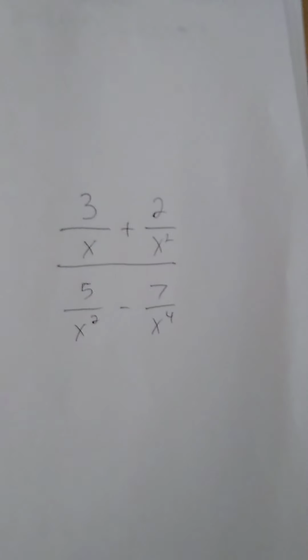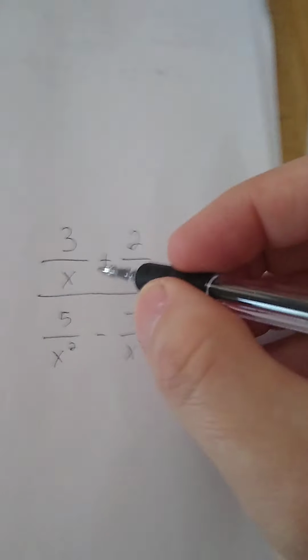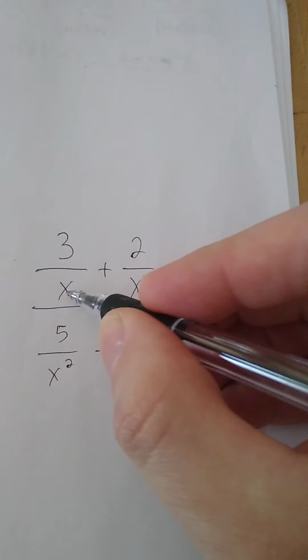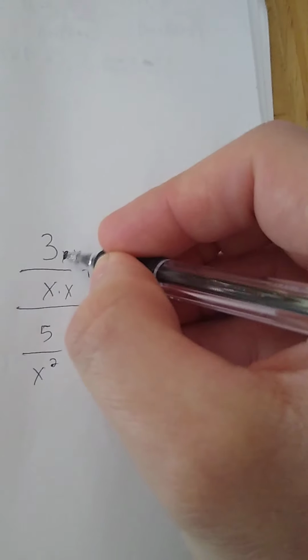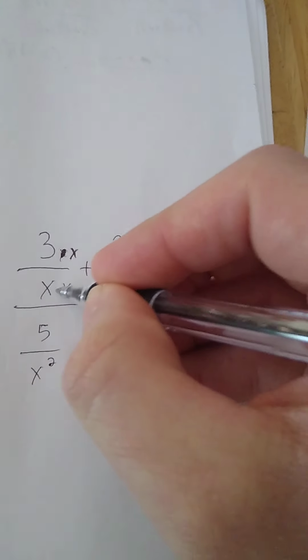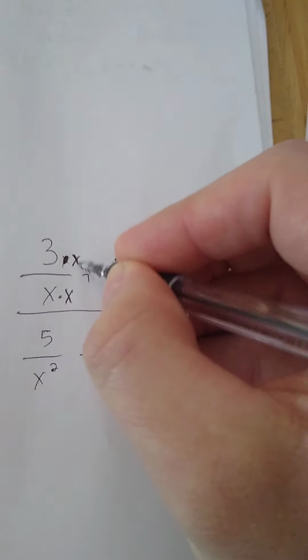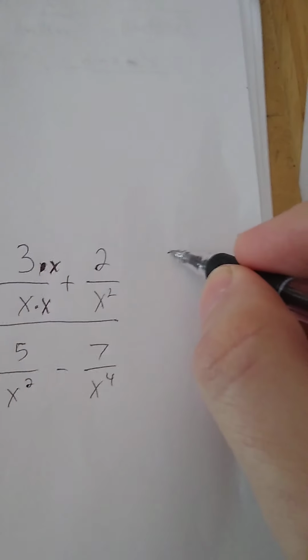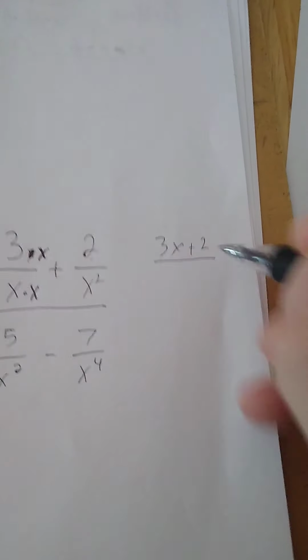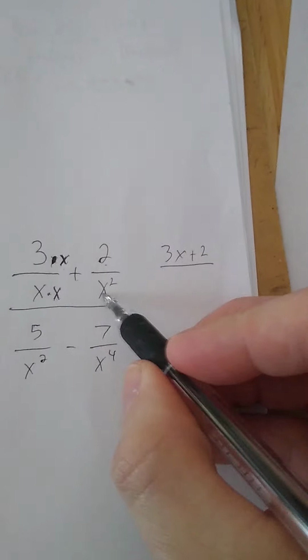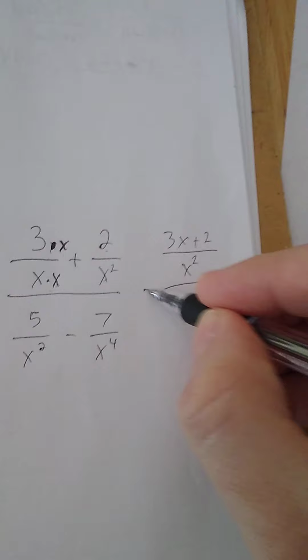Now there's a lot of similarities here, but again, it's more than just a 1. Each of them has a denominator. So I'm going to do the numerator first. To get these to be the same, I multiply top and bottom by x. So multiply top and bottom by x. So what I have is 3x plus 2 in the numerator over x squared is the common denominator.